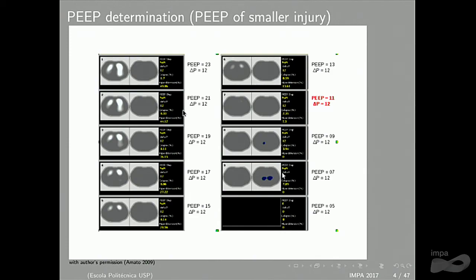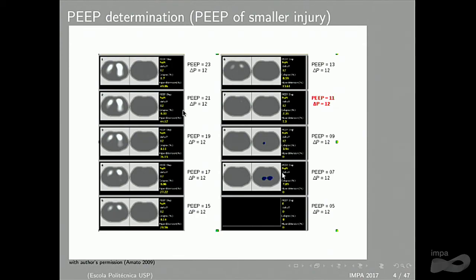And we need to avoid also the blue regions, because in these regions there is no ventilation at all. The lung is collapsed, and worse than that, around these regions there is a hemorrhage, and the patient is bleeding in this condition.